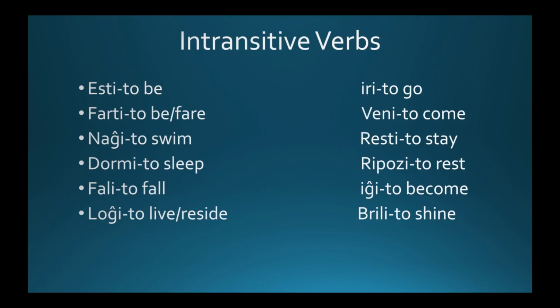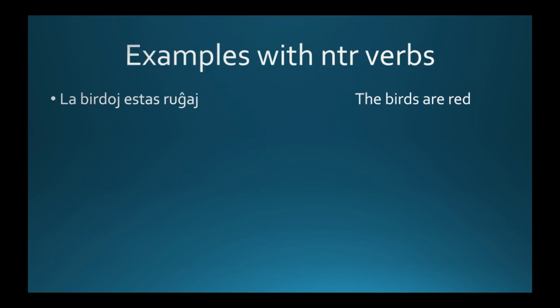So here's some intransitive verbs in Esperanto. I'm going to use some of these verbs in the following examples. You can pause the video here if you want to look at them longer, but I don't want to spend a lot of time. So here's the examples. La birdoj estas ruĝaj. So the birds are red. It's following the same pattern as the English examples. The subject is doing something, but they're not doing it to anything.